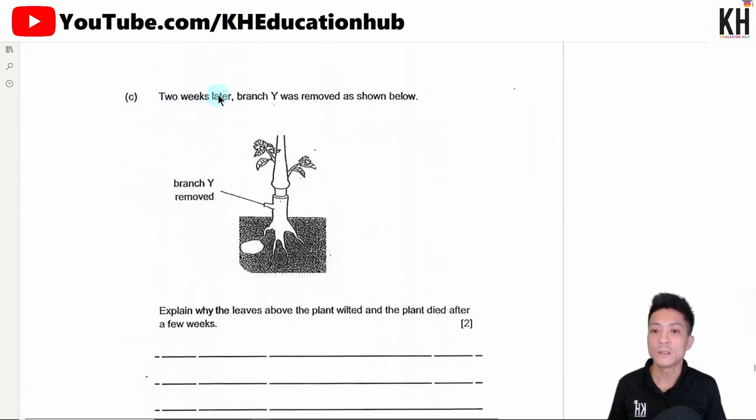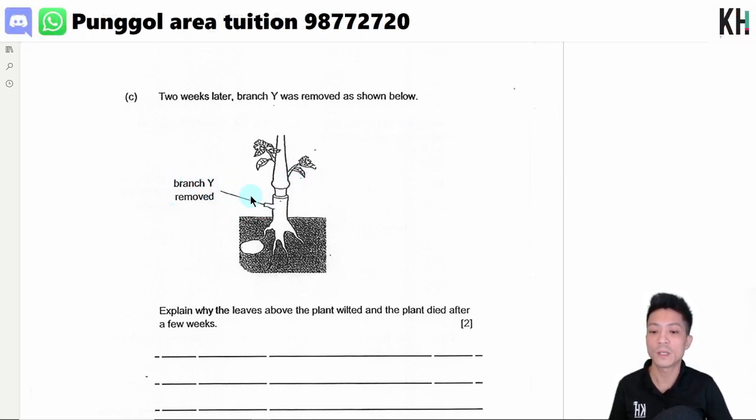Okay, part C. 2 weeks later, branch Y was removed as shown below. Okay, branch Y was removed. Okay, explain why the leaves above the plant wilted and the plant died after a few weeks.